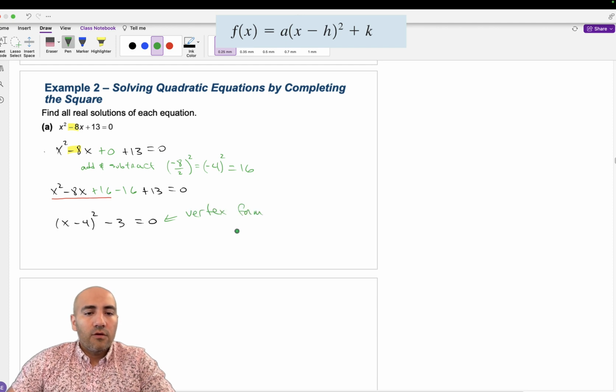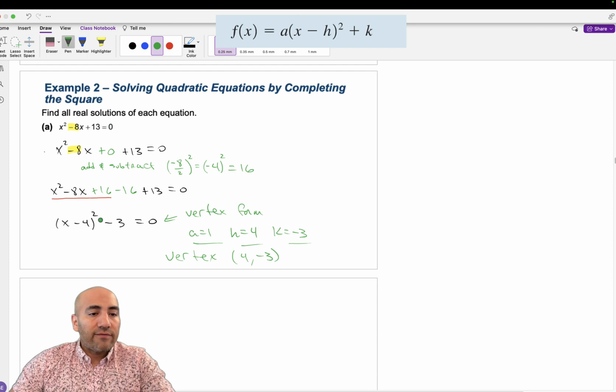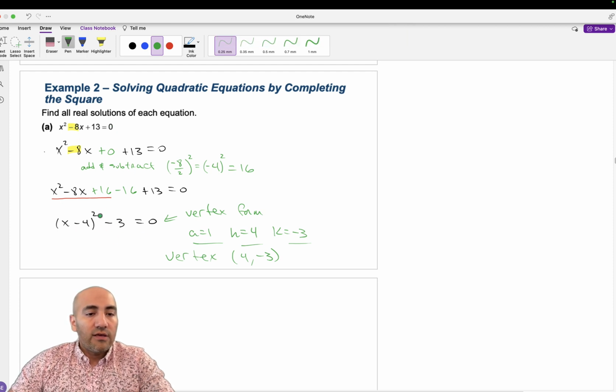Vertex form, where a is 1 and h is 4 and the k is negative 3. Right, so I can tell right there, right away, that the vertex is 4 comma negative 3. It's not what they asked me for, but I can tell some information from it, right? They did ask me to solve it, right? So I have to figure out what x values make this a true statement. So I need to figure out what x values give me a 0 when I replace them there. And this vertex form is very useful for that as well.